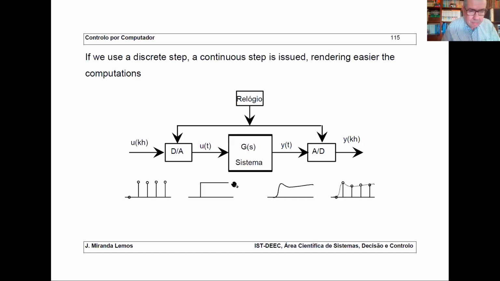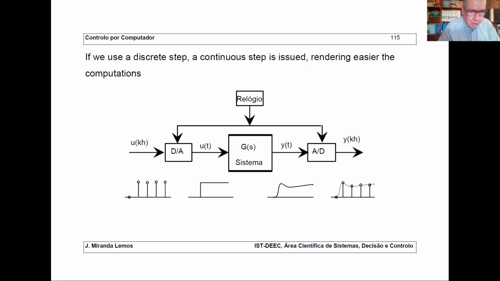Now my question is, how can I compute y of t? I know g of s, and I know that the input of g of s is a step. So how can I compute y of t? It's the product of both. Y of t is the product of what? What do you mean by both? The input and the transfer function. The input in what domain? Time domain. If you multiply u of t by g of s, you get a mess, no?